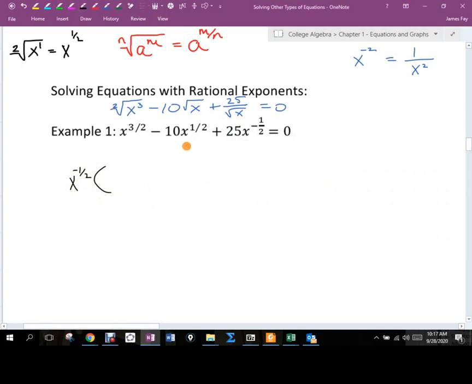Undistributing. Okay, so what does distribute mean? Multiply. So undistributing would be unmultiplying, which is dividing. Okay, so to figure out what I'm left with, I'm going to divide each one of these by x to the negative 1/2.